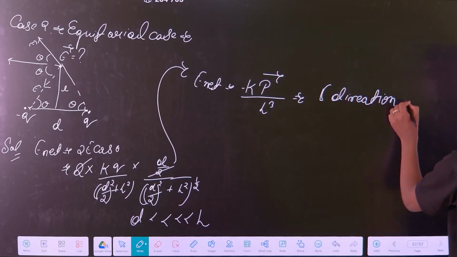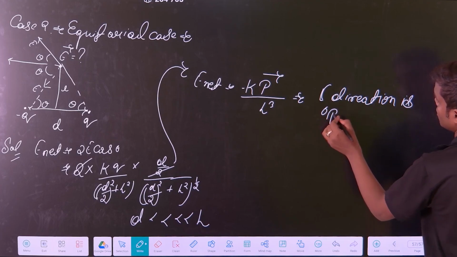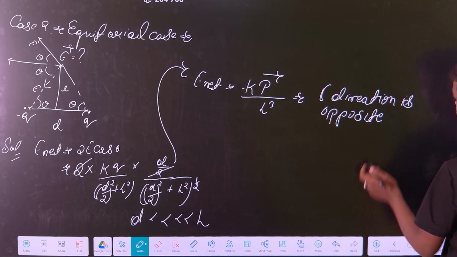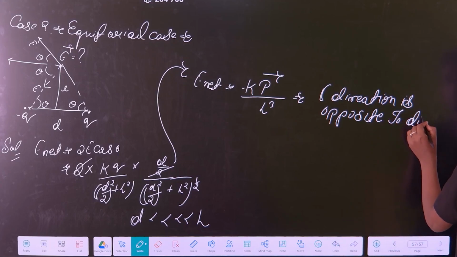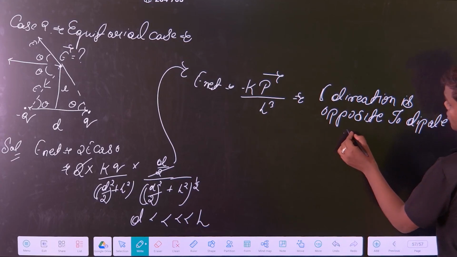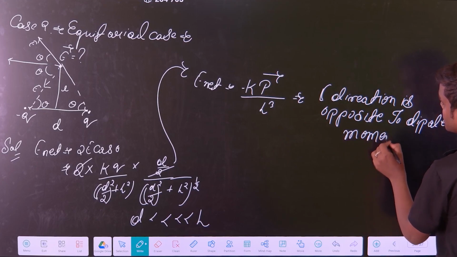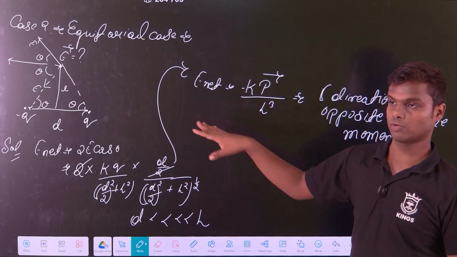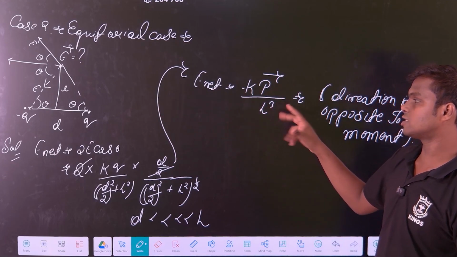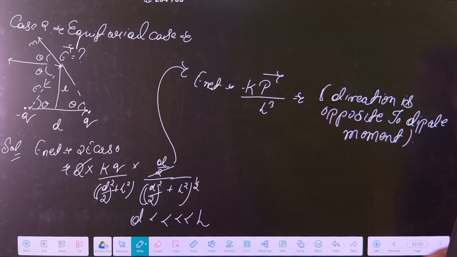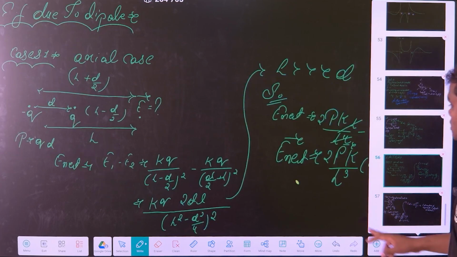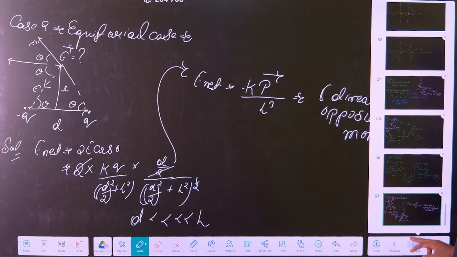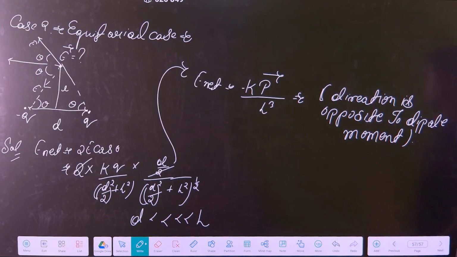Opposite direction is opposite to dipole moment. Clear? So my E net is opposite to the direction of dipole moment, that is kp by, and if you see the distance is same, then my equatorial electric field is just half of the axial electric field. So that is one more thing, correct? Okay, so this is our net electric field.